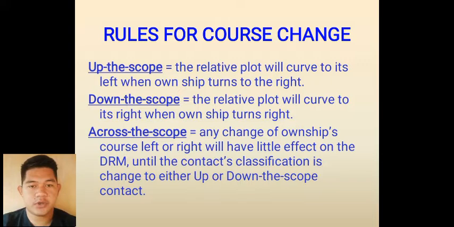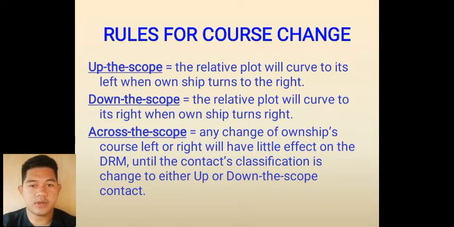Rules of course change. The rules provide predictions of how the contact's relative plot and DRM will change as a result of course change by ownership to the right. If the course change is to the left, the opposite effect can be predicted, valid irrespective of the position of the contact in range and bearing. So, rules for course change.